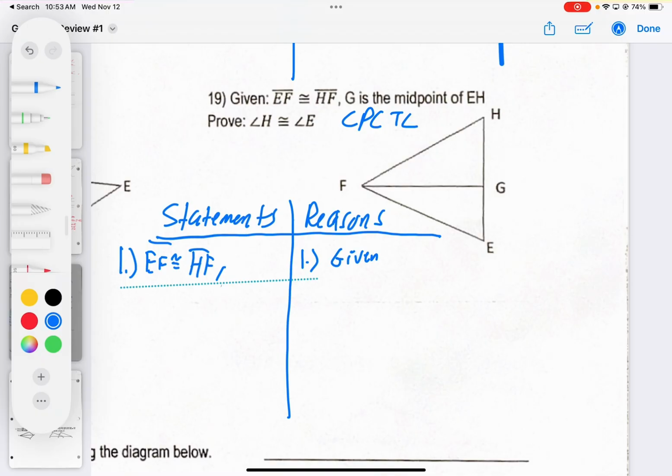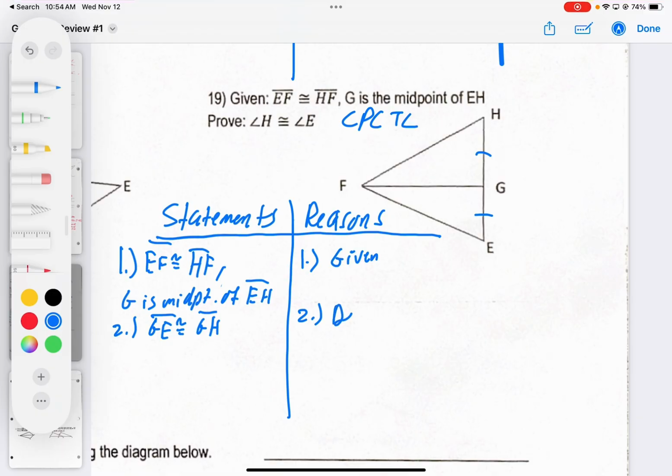All right, midpoint's an easy one. When I say midpoint, you guys say? Nice. Which equal parts? GE and then GH. Good. So along that, what we would perceive to be the base of that triangle, we say that GE is congruent to GH. Great. Reason. Definition of segment midpoint. Yes, sir.